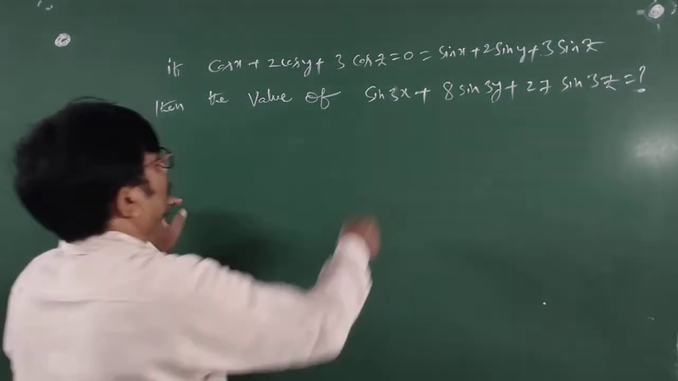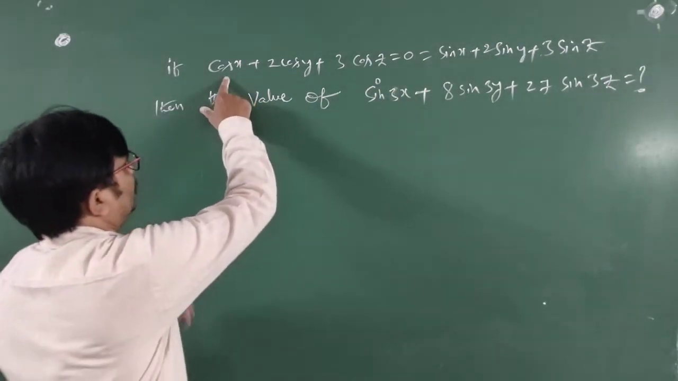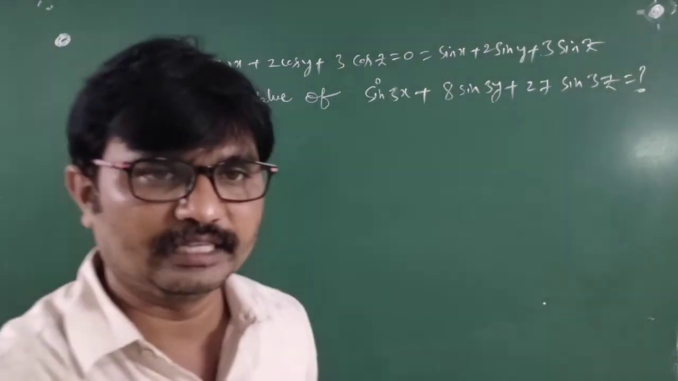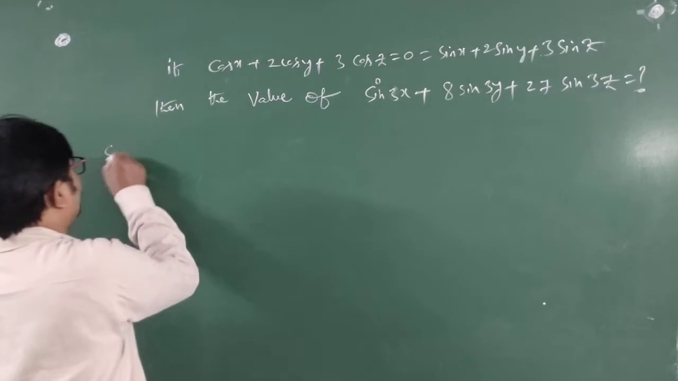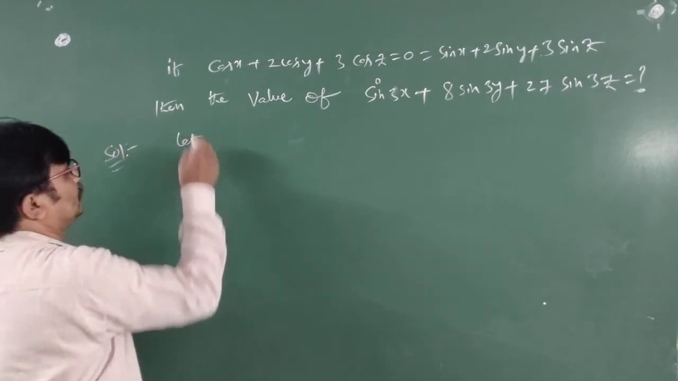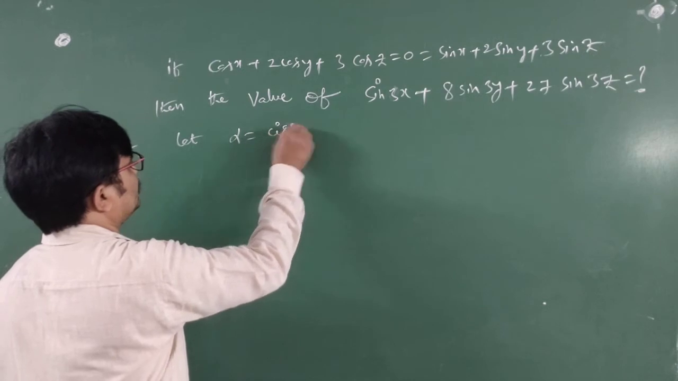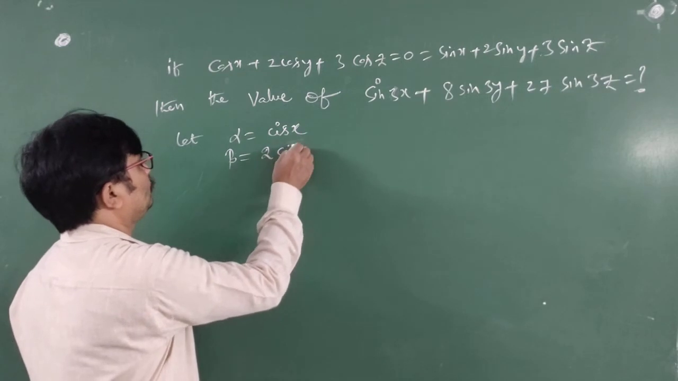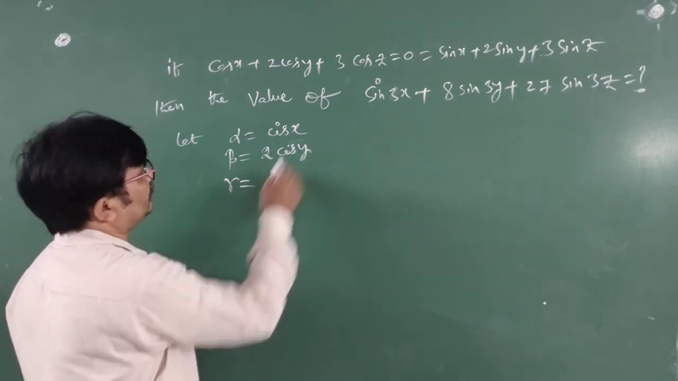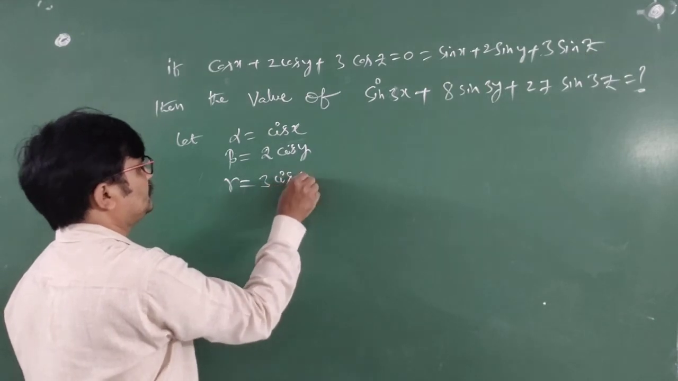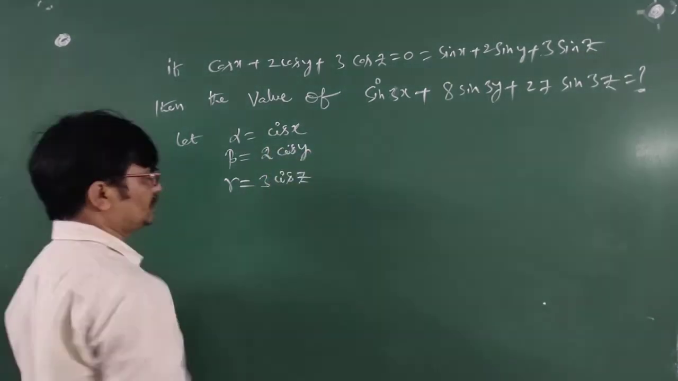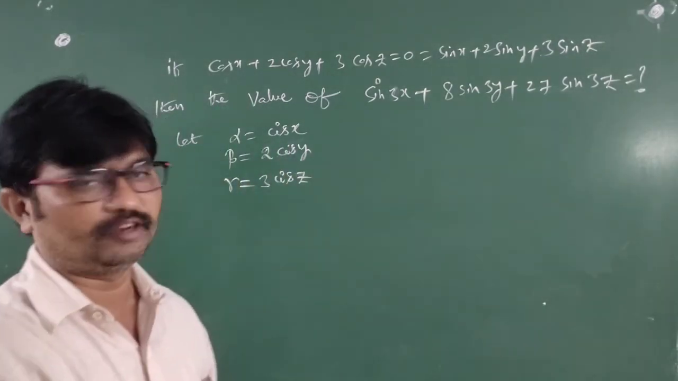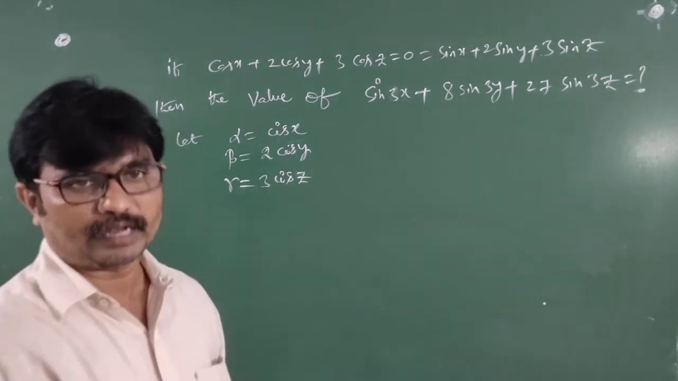I already completed cos x plus cos y plus cos z equals 0, and sin x plus sin y plus sin z is 0. So students, here how to take: let alpha equal e power ix, beta is 2 into e power iy, gamma is 3 into e power iz. What is e power ix? Cos x plus i sin x. What is e power iy? Cos y plus i sin y. What is e power iz? Cos z plus i sin z.